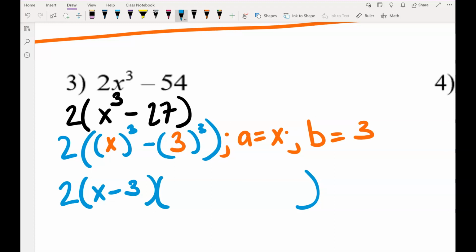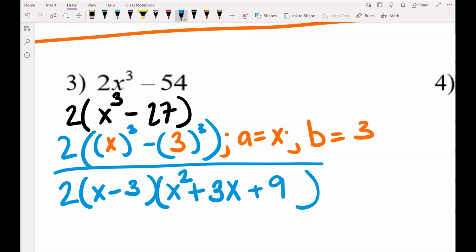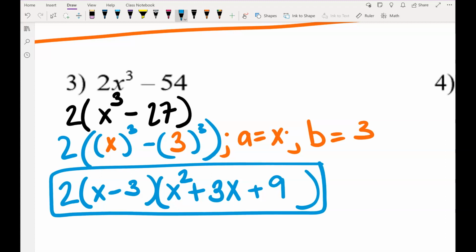X squared, because it's A squared, right? Okay, good. Plus, because it's opposite. X times 3, which is 3x. You're right, it is A times B. Then, what's next? Plus 9, because where did 9 come from? 3 squared. Yep, it's B squared. Box it up.